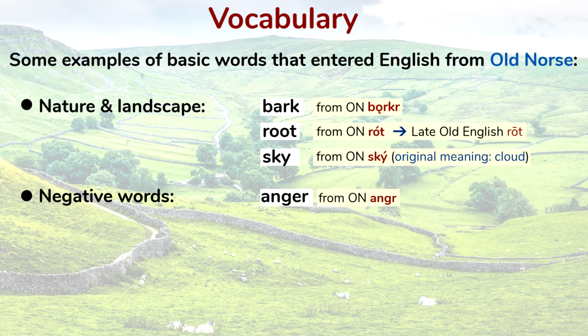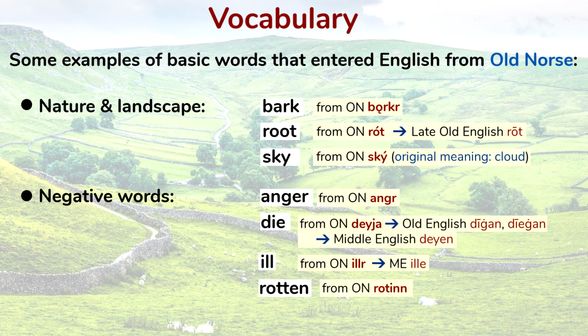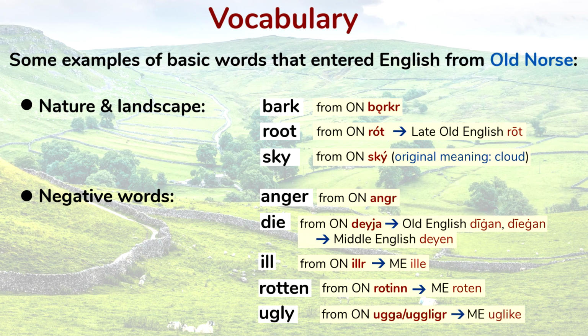Negative words. Anger, from Old Norse angr. Die, from Old Norse deia, which entered Old English as dian, which became Middle English dein. Ill, from Old Norse iller, which entered Middle English as ille. Rotten, from Old Norse rotin, which entered Middle English as roten. Ugly, from Old Norse ugga, or ugliger, which entered Middle English as uglike.